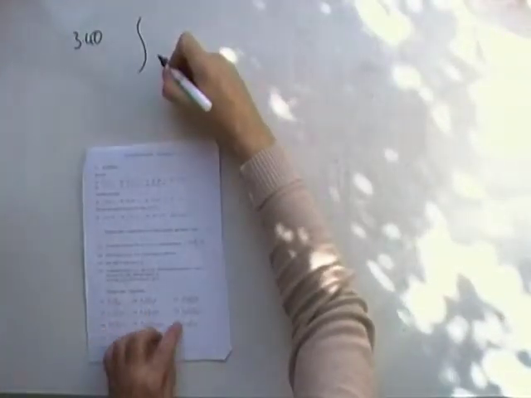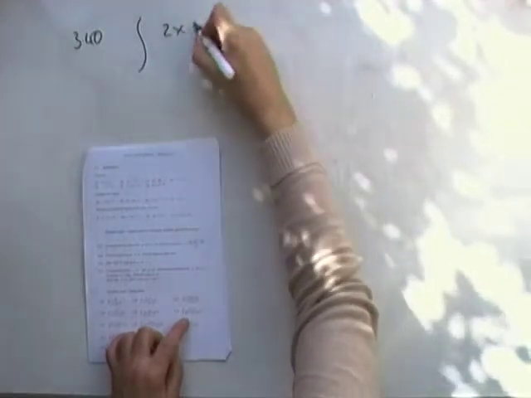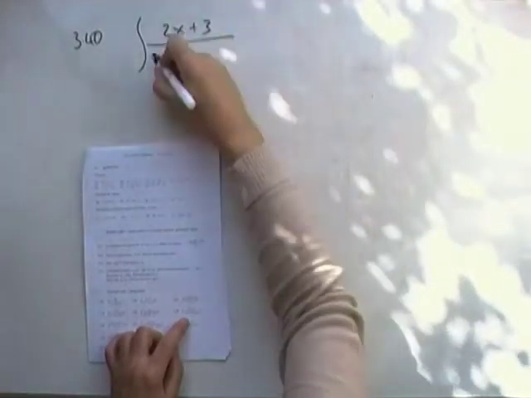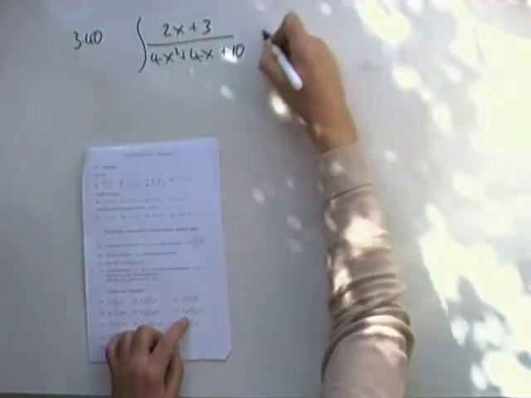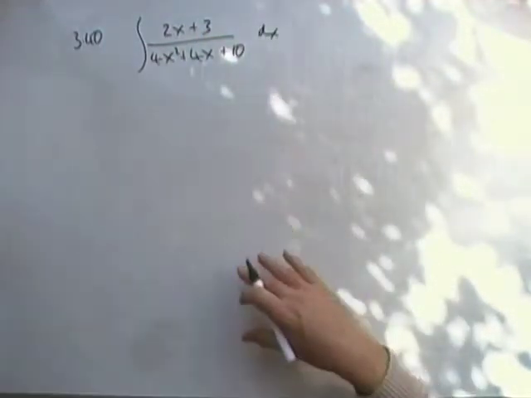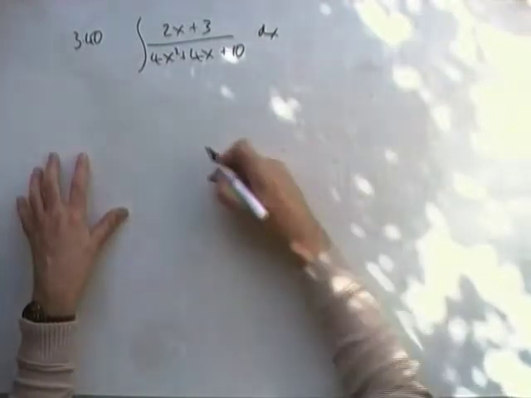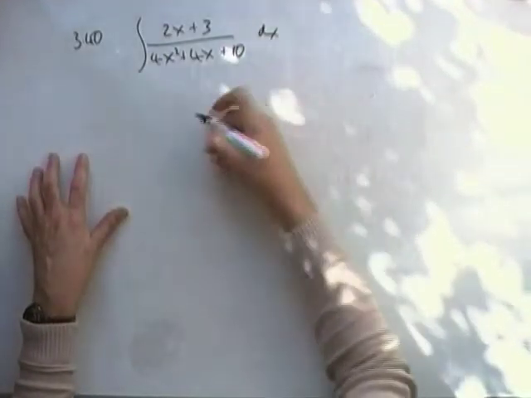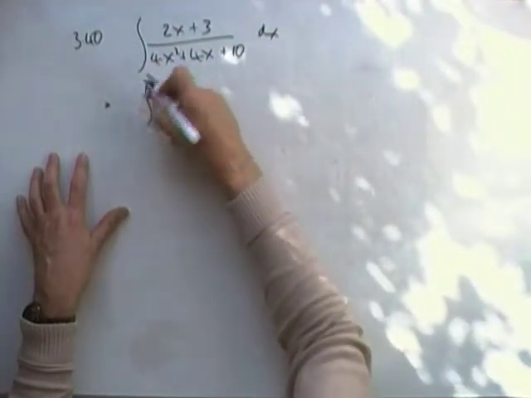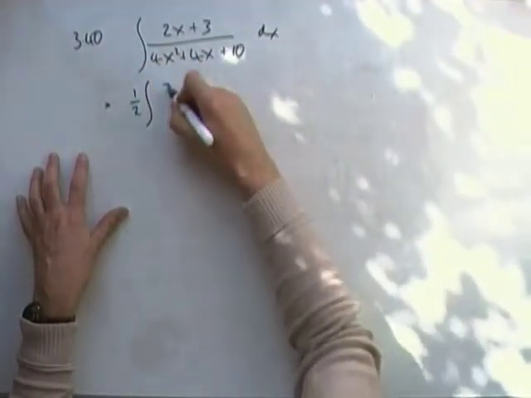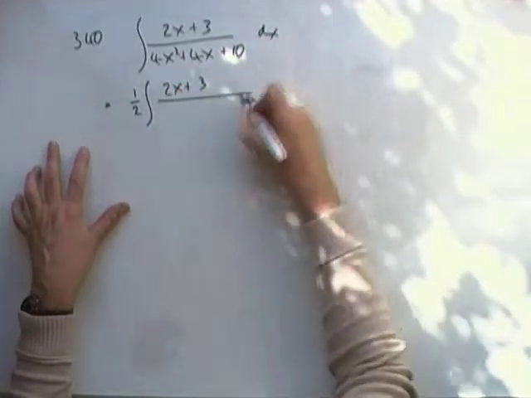3.40. These are getting harder now, I think, a wee bit. The integral of (2x plus 3) over (4x squared plus 4x plus 10) dx. Right, what can we do with this? Well, the first step is there's a pile of 2's at the bottom there, and take that out. So take 2 out from the denominator. That's in the denominator though, so it'll be a half of 2x plus 3.